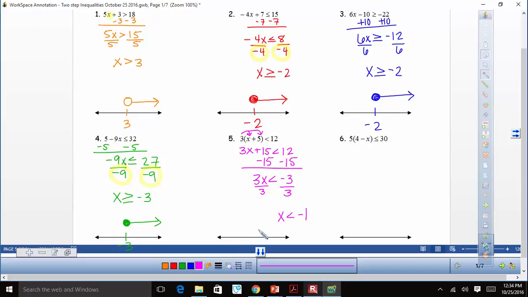So we'd come down here, we'd put our tick mark at negative 1. Would it be open or closed? Open, and which way is it going? Left. Okay.